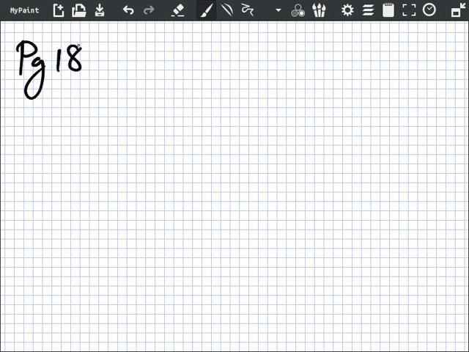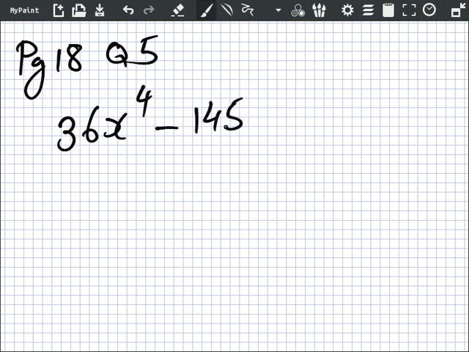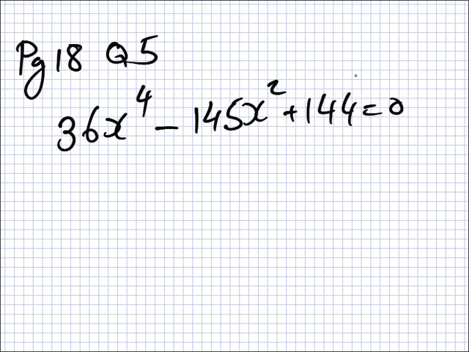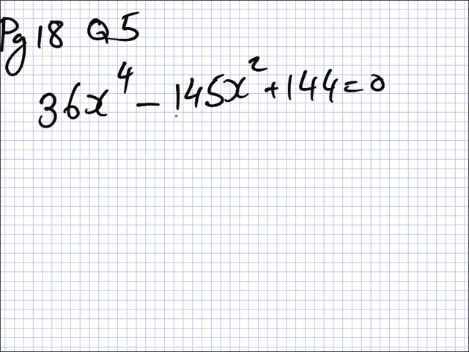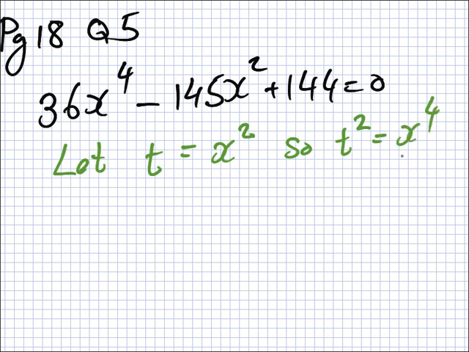Page 18, question 5. 36x to the power 4 minus 145x squared plus 144 equals 0. Now, Ming, you suggested the idea as well. Let t equal x squared. So, what would t squared equal? X to the power 4.